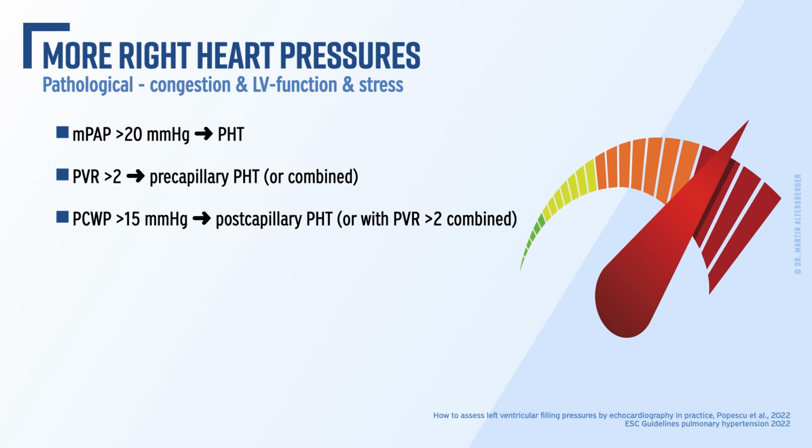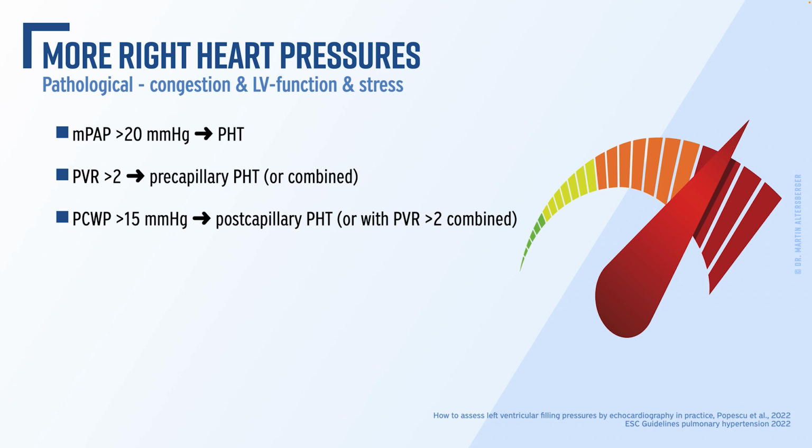The diagnosis of pulmonary hypertension changed a little bit with the recent guidelines. It is now considered that a mean pulmonary arterial pressure above 20 millimeters of mercury defines pulmonary hypertension. When you have a pulmonary vascular resistance above 2, measured in Wood units, you most likely have a precapillary pulmonary hypertension or a combined form of precapillary and postcapillary pulmonary hypertension. When the wedge pressure is above 15 millimeters of mercury, it is a postcapillary form of pulmonary hypertension, or with a pulmonary vascular resistance above 2, a combined precapillary and postcapillary pulmonary hypertension.